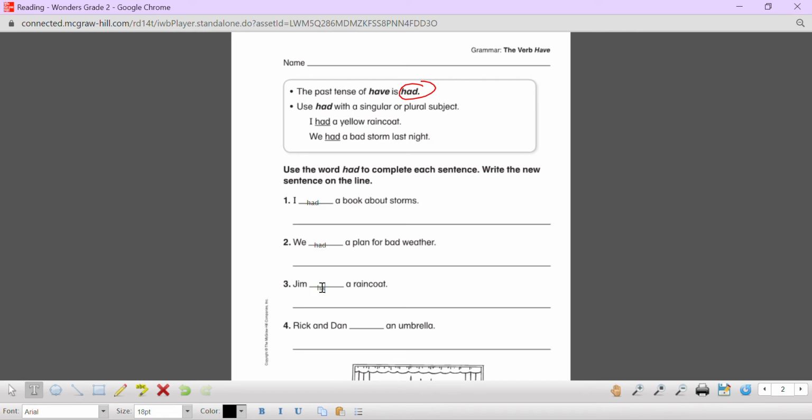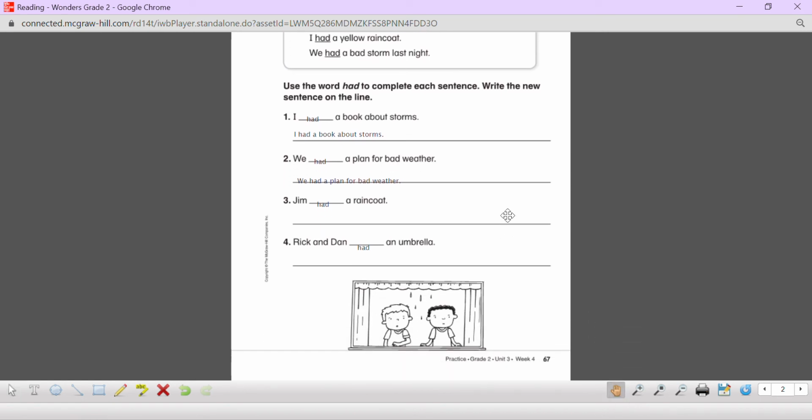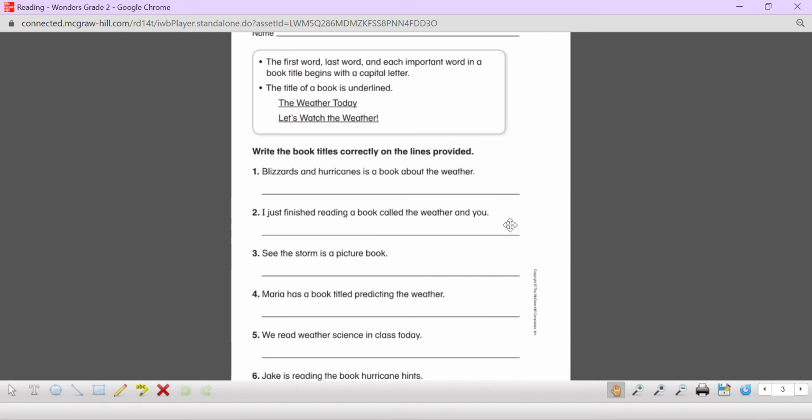And what you're going to do, what should we do in the next blank? We copy the same sentence. So for example, here I will write, I had a book about storms, period. Don't forget the punctuation. And what should I put on the second blank? It's the same sentence. Should be we had a plan for bad weather. Yes, so keep writing, like copying the sentence on the blank, and that's what this task is asking. And let's move to the next page.